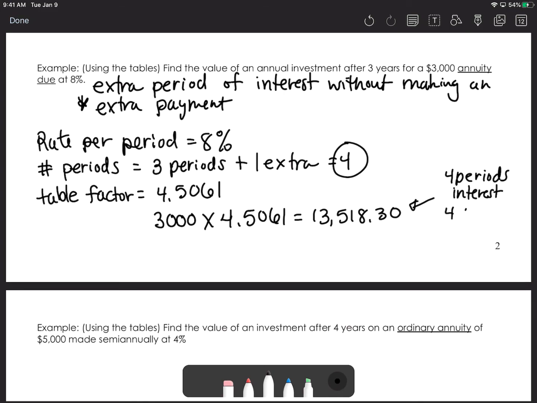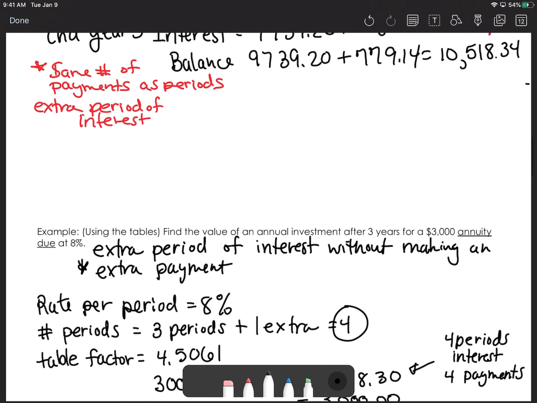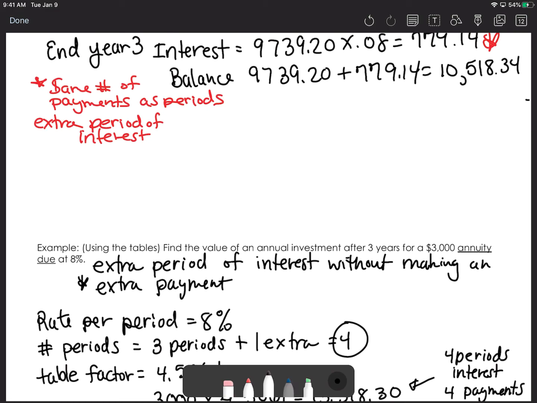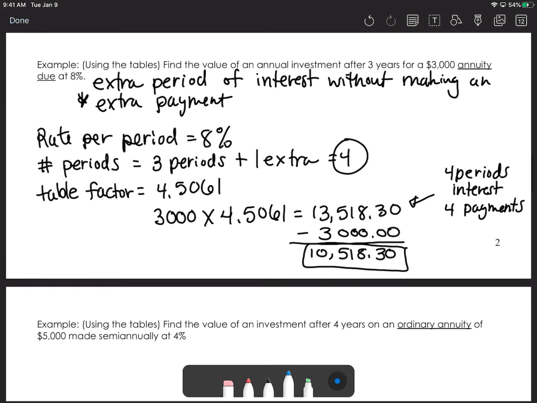So what this represents is 4 periods of interest with 4 payments. But we only want 3 payments. So I'm going to subtract off that extra payment. And when I do that, I get $10,518.30, which is what we got up here. It's a little bit off because the tables use rounded values, but it's close enough that we can see that it works out the same.